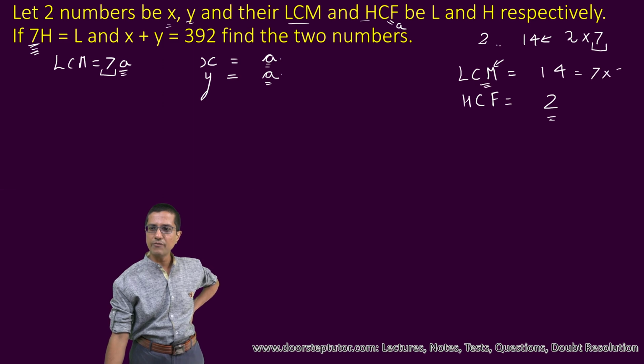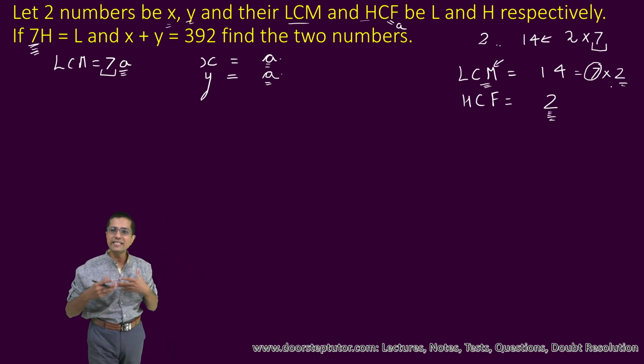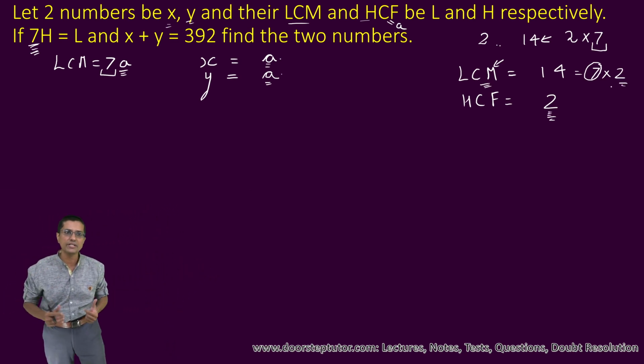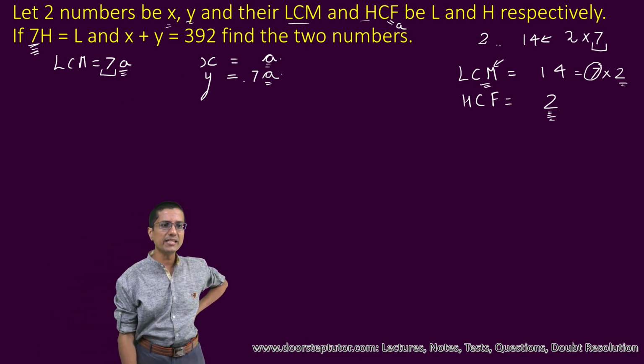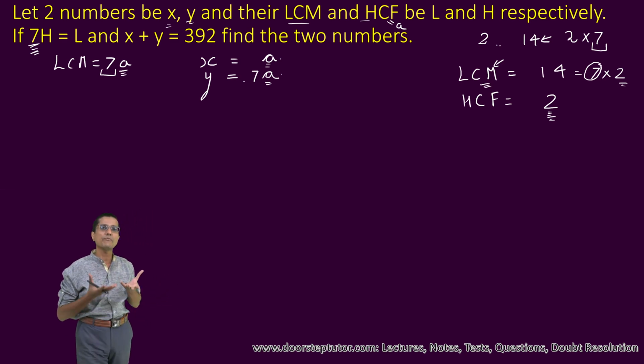So for example, this LCM here, in addition to HCF, had a factor of 7. So if I write it, I would write it as 7 into 2. So there was an additional factor of 7 in addition to the 2, the HCF right here. And where did this 7 come from? It has to come from one of the numbers. So therefore, if one of my numbers is x, the other has to be 7a, because this factor of 7 has to have come from somewhere.